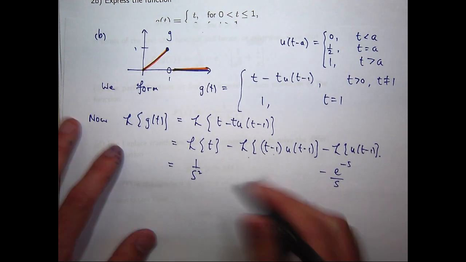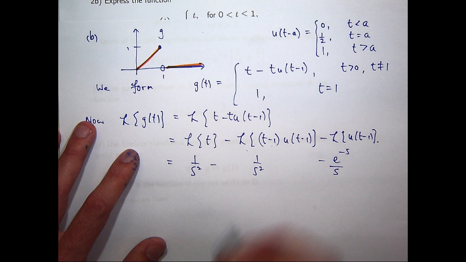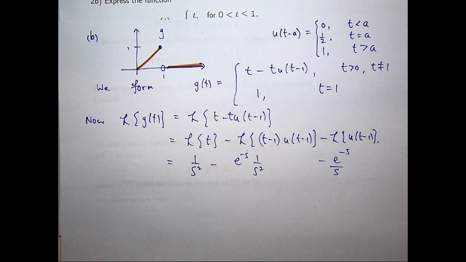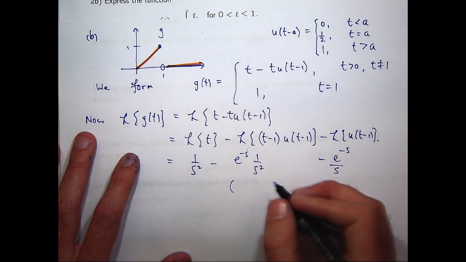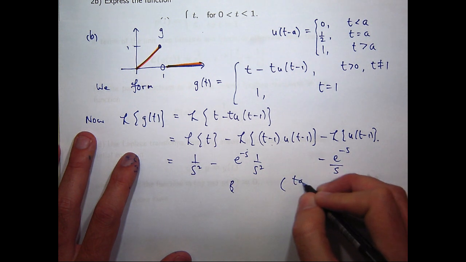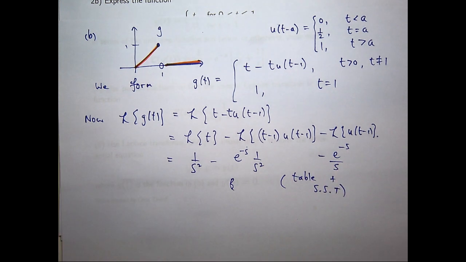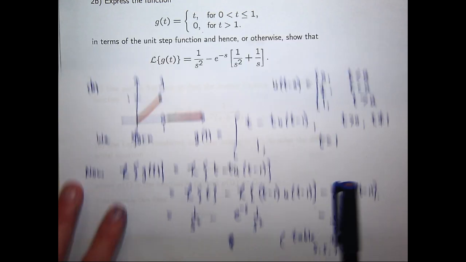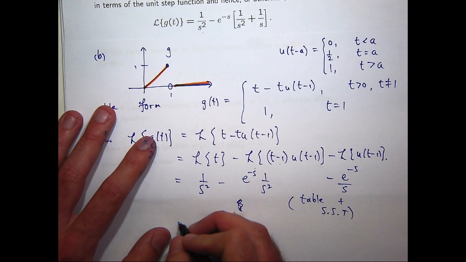So what's the Laplace transform of t? 1 on s squared. And I just multiply through by e to the minus cs, e to the minus s. Okay, so let me just write this, table and second shifting theorem. So now what I can do is get this form here. I just need to rearrange a little bit.